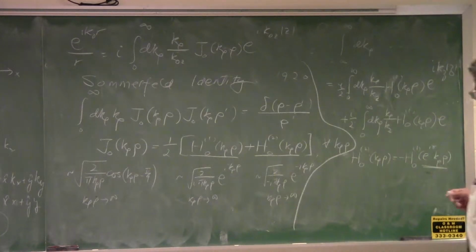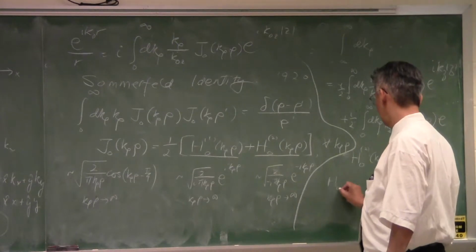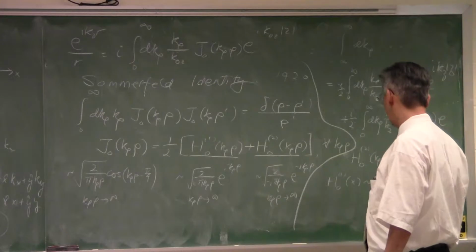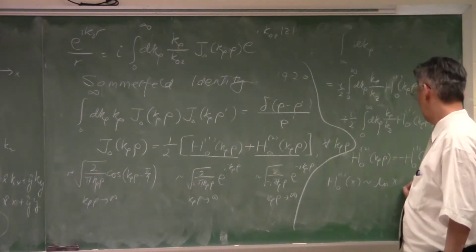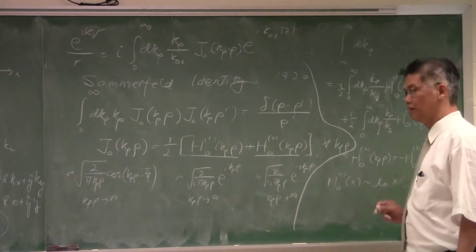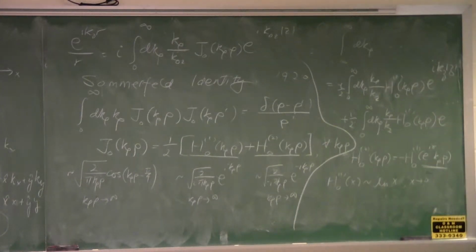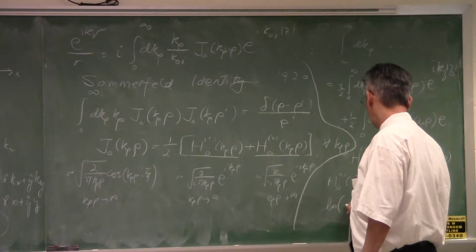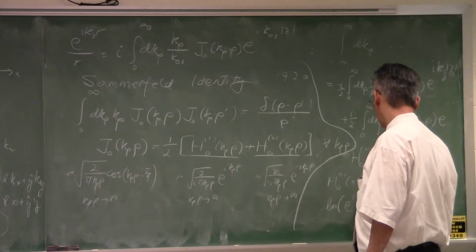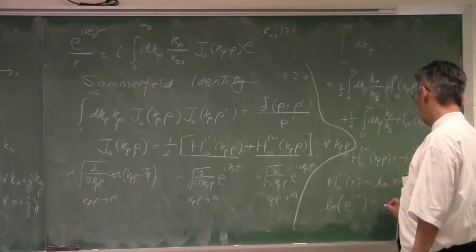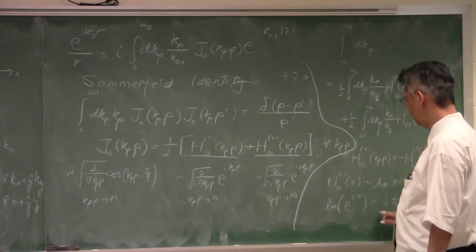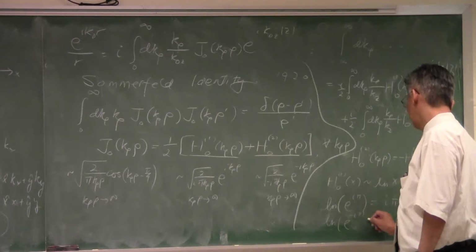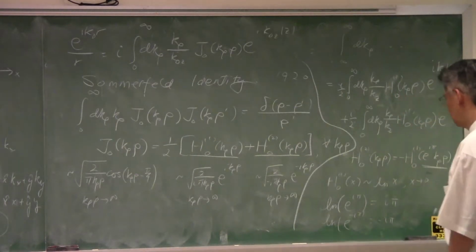The reason is because the Hankel functions behave like log of x when x tends to 0. There is a logarithmic singularity at the origin. So when you take the log of a function, it matters whether it is e to the i pi. This is a minus 1, and according to the log's rule, is i pi. But if you have a minus sign in this manner, it's minus i pi.